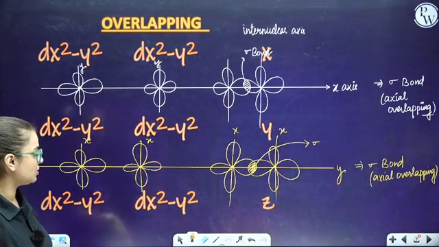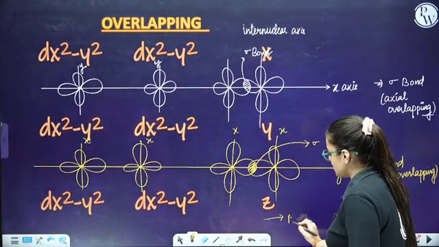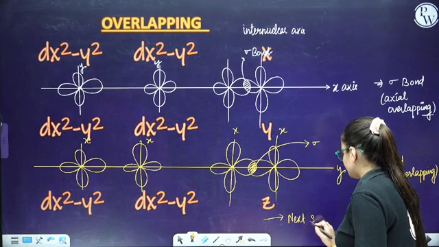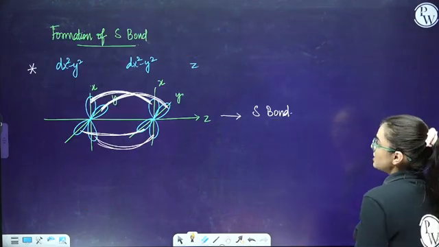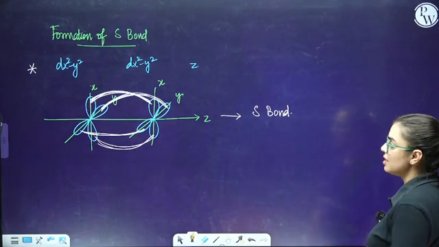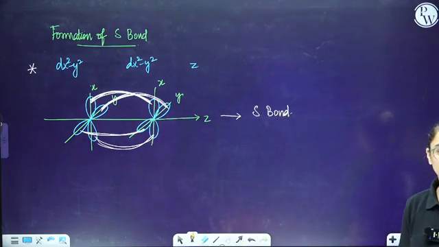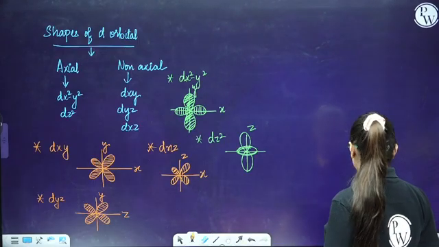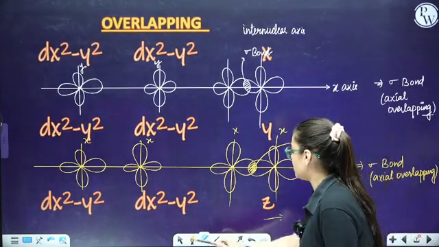I'll take this case on the next slide. Dx square y square on z axis. Next slide I am writing. Now we are going to take on z axis, which I guess we have already taken. This one, dx square y square on the z axis. So you can see the delta bond being formed over here, right? I'll write on the previous slide, not in the next one. Let us write on the previous slide. We have already taken this case.